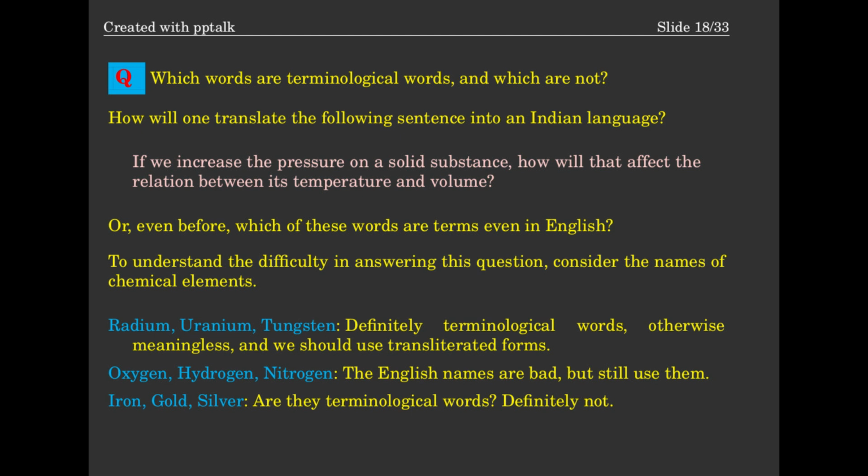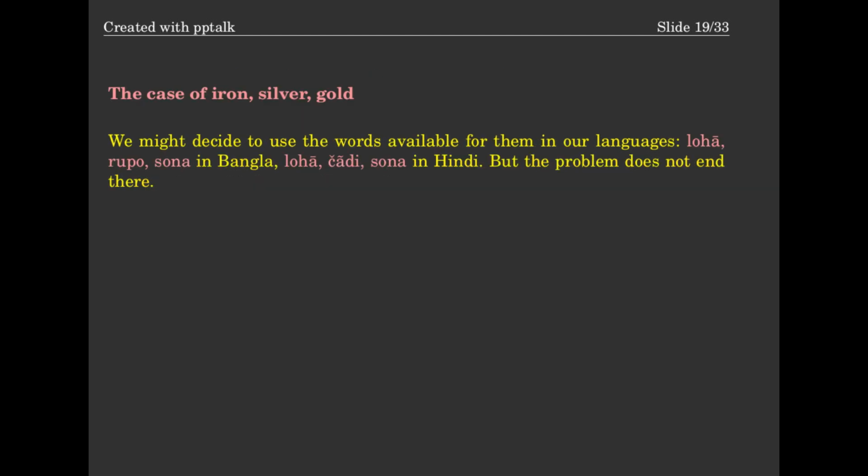Iron, gold, silver, these are also elements. Are these terminological words? Definitely not. So let us look at the case of iron, silver and gold in a little more detail. We might decide to use the words available for them in our own languages. For example, in Bengali, it would be loha, rupo and sona. In Hindi, it would be loha, chandi and sona.